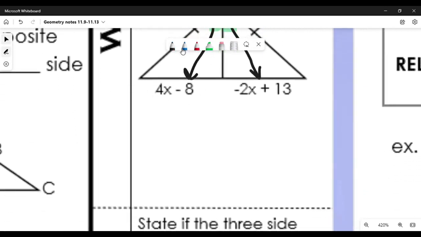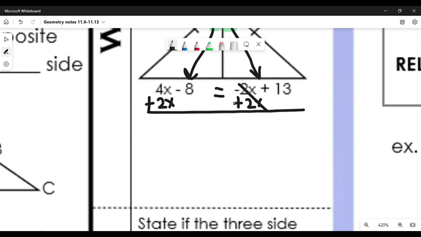So what we do here, we got a nice easy equation here. 4x minus 8 equals negative 2x plus 13. All right, first thing that we got to do, we got to move our x's over to one side, our constants to the other side. So this 2x, I'm going to take and add it to the other side. So we got plus 2x. Those are going to cancel out. And then on this side, 4 and 2, that's going to give us a 6x.